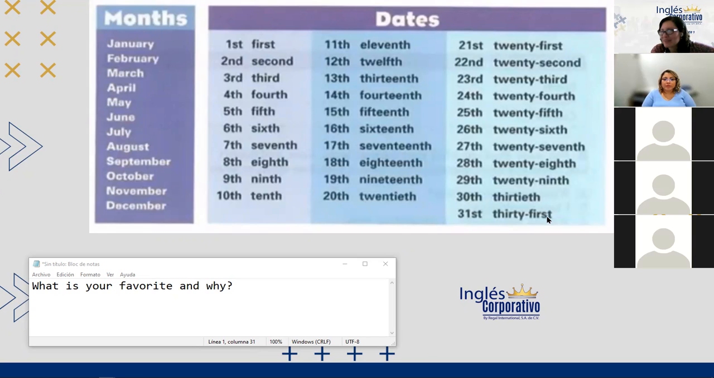Natalie says, my favorite month is February because it's the shortest, el más cortito, the shortest month, okay? Yeah, it's true, right? And you get your payment very quickly, right? Geneva says, my favorite month is my birthday and my daughter's birthday. Okay. So two different months. Okay. Very good.